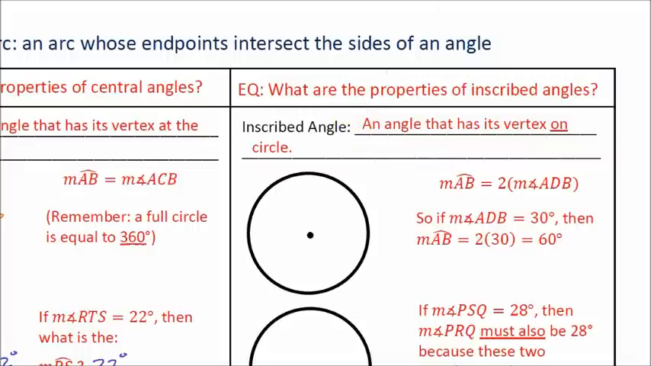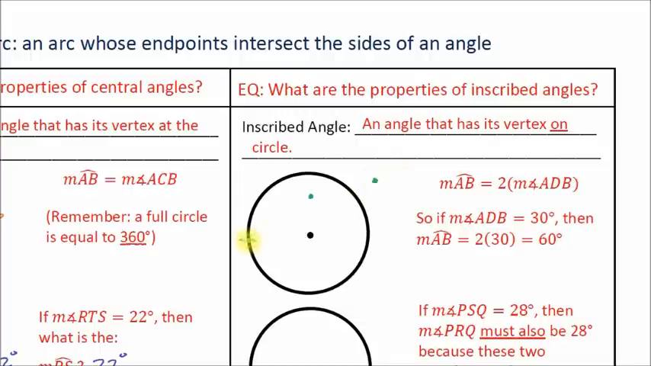An inscribed angle is an angle that has its vertex on the circle. Now let's define this. Here's the center of the circle. Here's a point in the circle. Here's a point outside the circle. And here's a point that is on the circle.